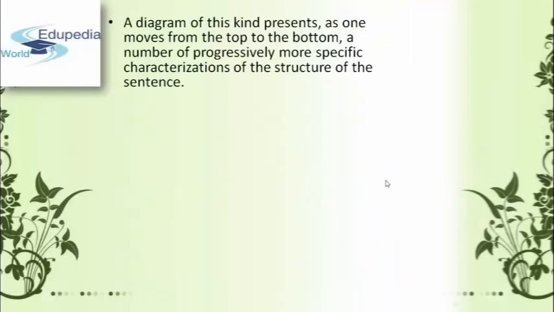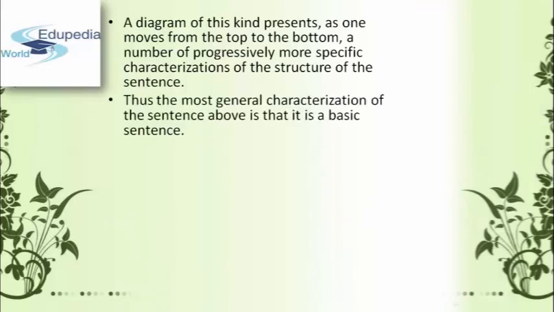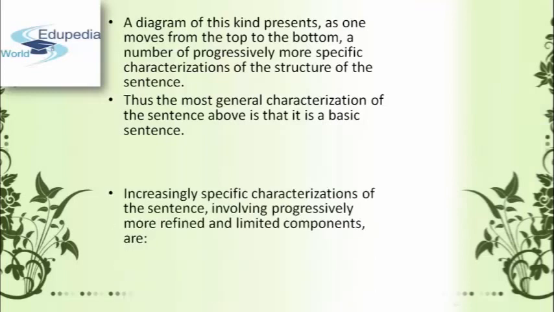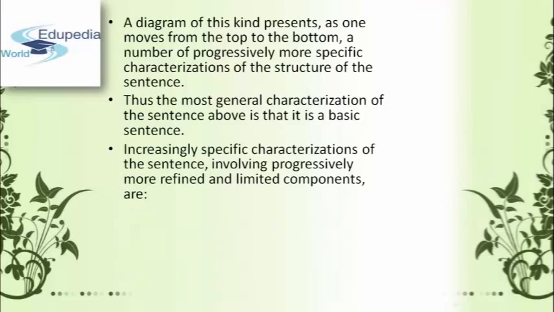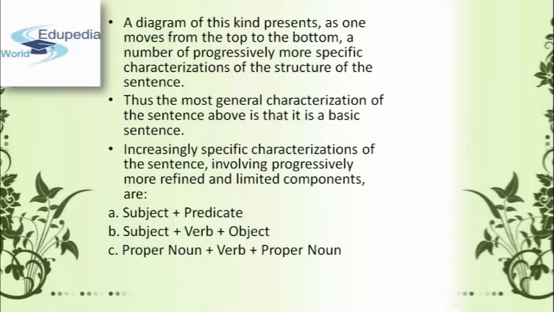A diagram of this kind presents, as one moves from the top to the bottom, a number of progressively more specific characterizations of the structure of the sentence. Thus, the most general characterization of the sentence above is that it is a basic sentence. Increasingly specific characterizations involving progressively more defined and limited components are: A, the subject plus predicate; B, the subject plus verb plus object; C, the proper noun plus verb plus proper noun; and D, John plus loves plus Mary.